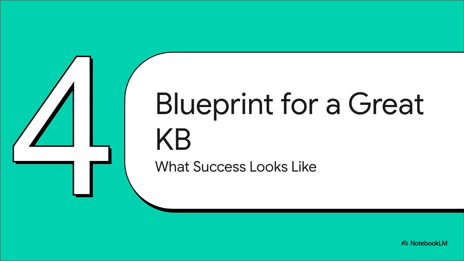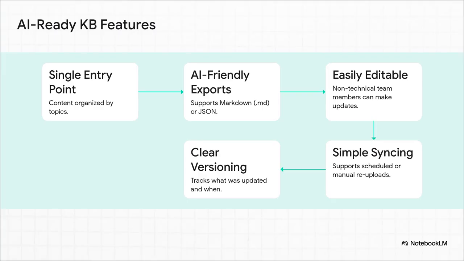Okay, let's get into the specifics. What separates just a folder full of documents from a truly great AI-ready knowledge base? What does this blueprint for success actually look like? It really comes down to 5 key things. It's got to be organized by topic so everything's easy to find. It needs to be easily editable by your whole team, not just engineers, because updates shouldn't be a bottleneck.